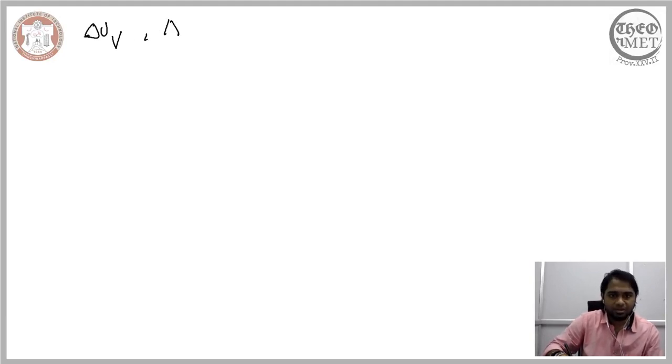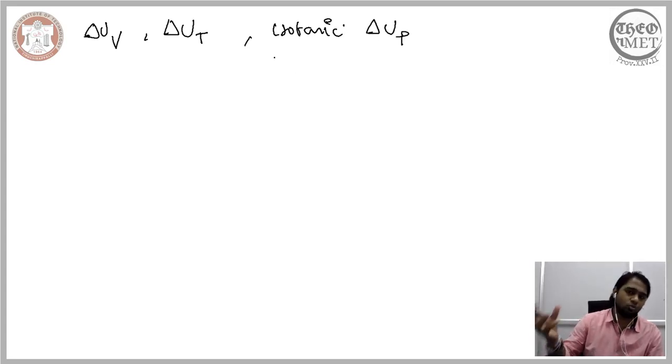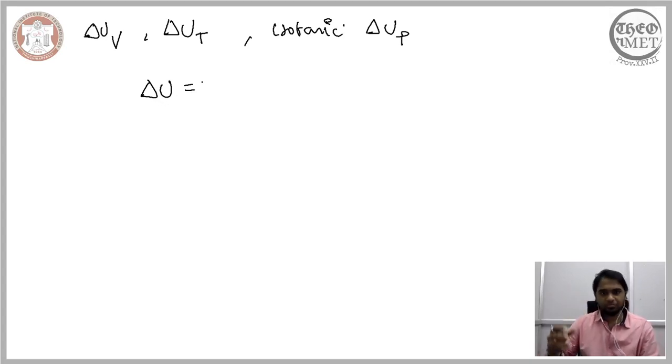So far we have seen delta U under constant volume. We have seen delta U, that is the change in the internal energy, under constant temperature. Now let us consider the change in the internal energy under constant pressure, isobaric, delta U under constant pressure. Now again, let us move back to our conventional first law of thermodynamics. It states that the change in the internal energy of the system is a combination of work done and heat transfer.